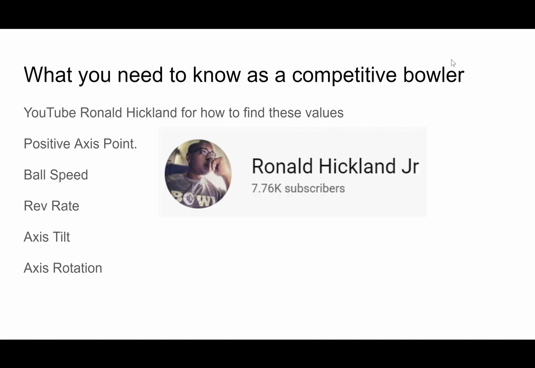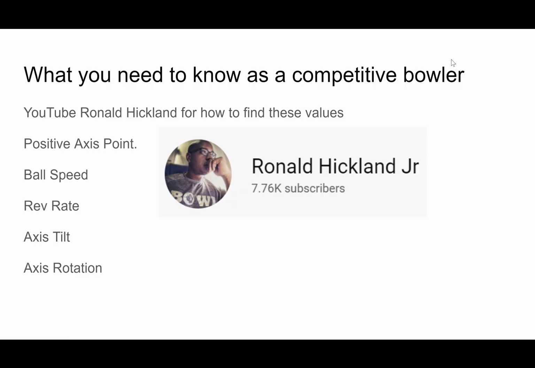As a competitive bowler, one of the things you should know are these values I've got listed here. You can see there are 5 different values. I have the first one called the positive axis point. You should know your ball speed, your revolution rate, your axis tilt, and your rotation. If you go to my YouTube channel, Ronald Hicklin, you'll find some videos that show you how to find these values, and why they're important.